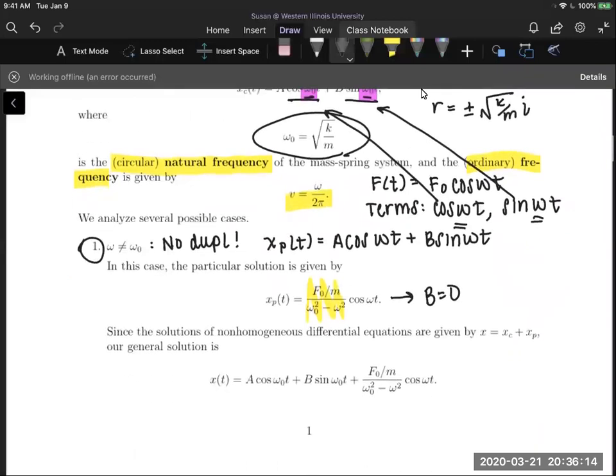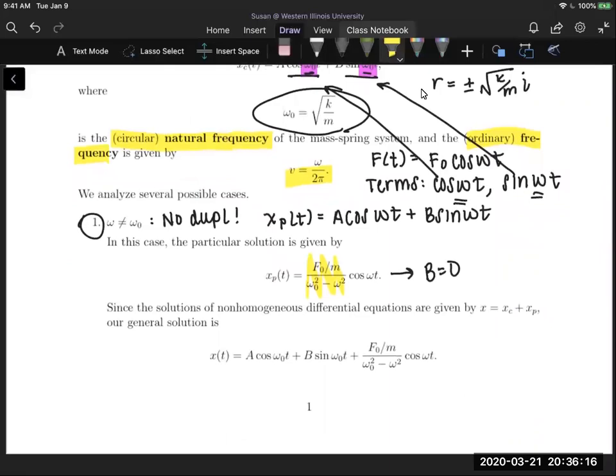And then recalling that in order to find the general solution for these non-homogeneous DEs, we need to add together the complementary and particular function. We get this final general solution here, x of t. Now again, recalling back to section 3.5, the book preferred oftentimes to combine these two trig functions to a single cosine function. So a lot of times you'll see that again.